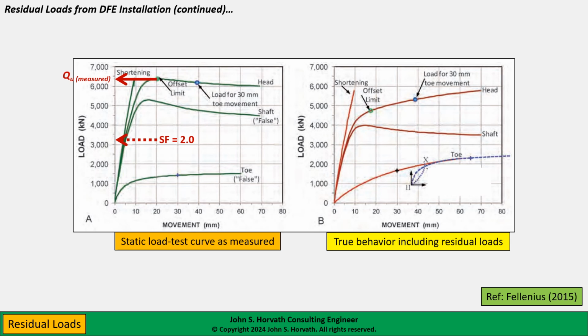Well, let's look at the true behavior, including residual load. First of all, the toe resistance here, Fellenius's, is labeled as false, and it's false because it shows it starting at 0 load, 0 movement. Well, in reality, due to residual loads, about 40% of the ultimate toe resistance was already mobilized at the end of driving. So in a sense, the true load displacement behavior of the toe is not beginning at the origin, but beginning at some point here. So the true toe resistance is greater than what we would deduce from this load test.